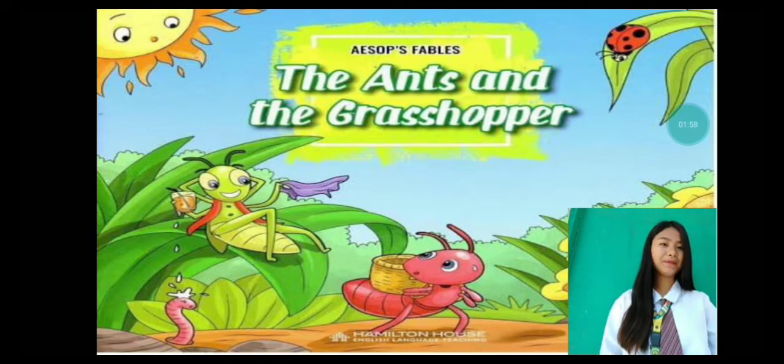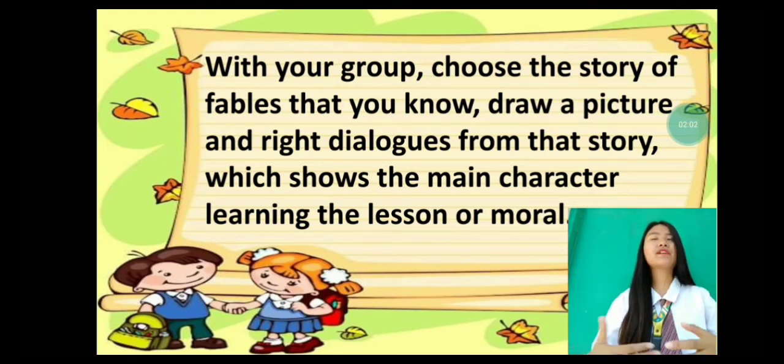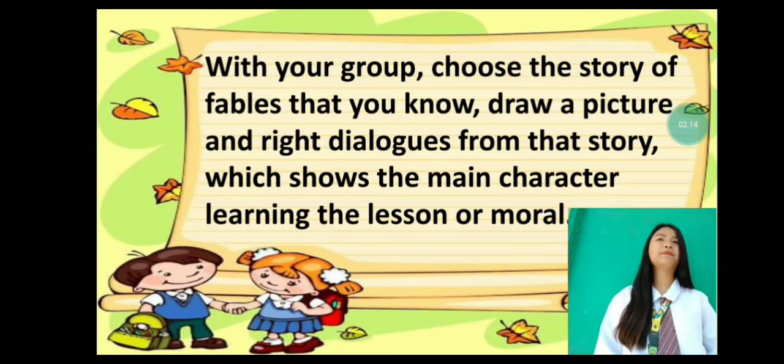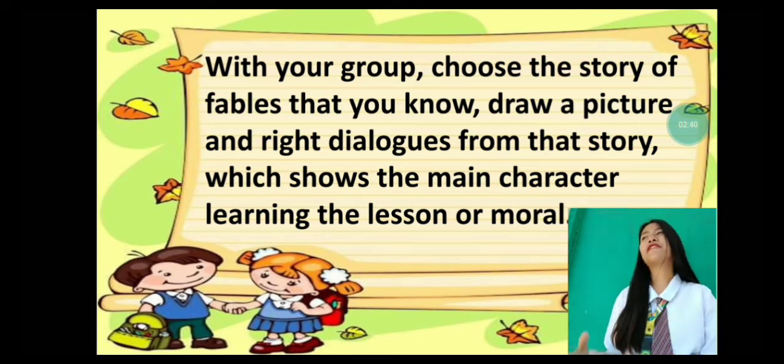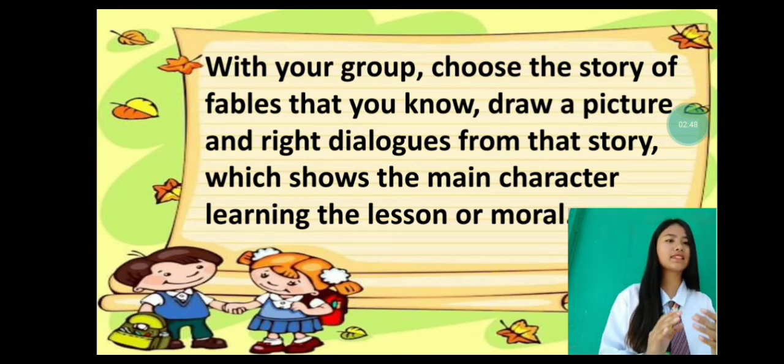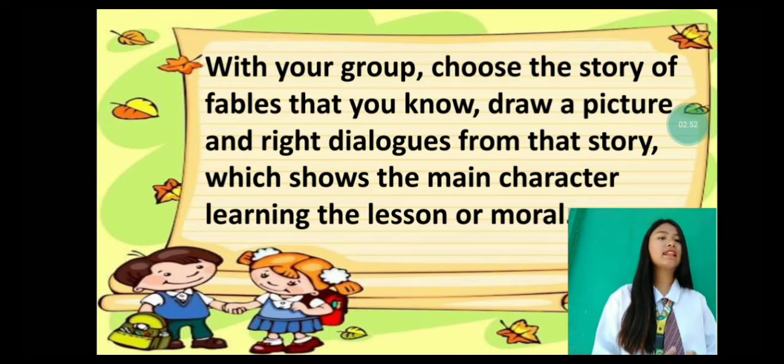Our activities will be: group yourselves into 5. Choose your own group. I will give you 20 seconds, or maybe 10 seconds is enough, to fix yourselves with your groups. The direction is, with your group, choose a fable that you know. Do you know any example of a fable? Very good if yes. From that story that you choose, draw a picture and write dialogues from the story, which shows the main character learning the moral lesson of the story. So with your chosen story, draw the characters and write the dialogue with those characters learning the moral lesson of the story.